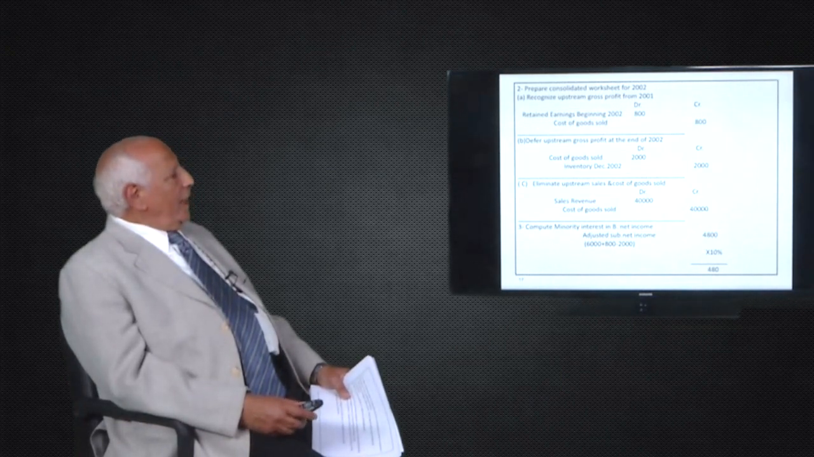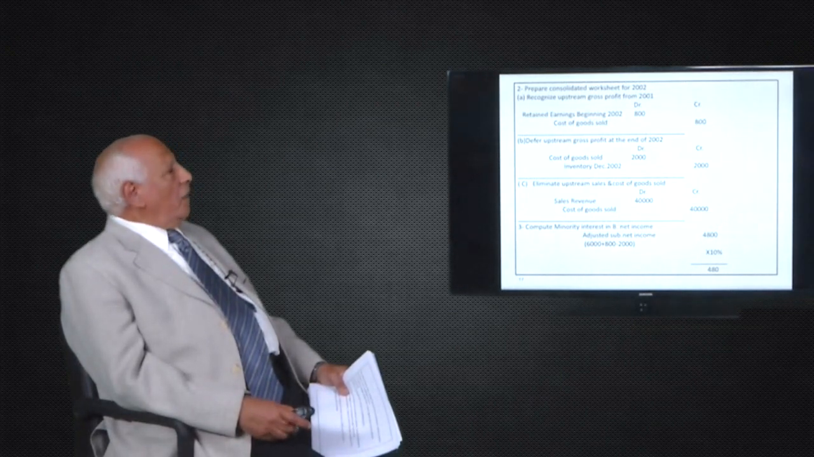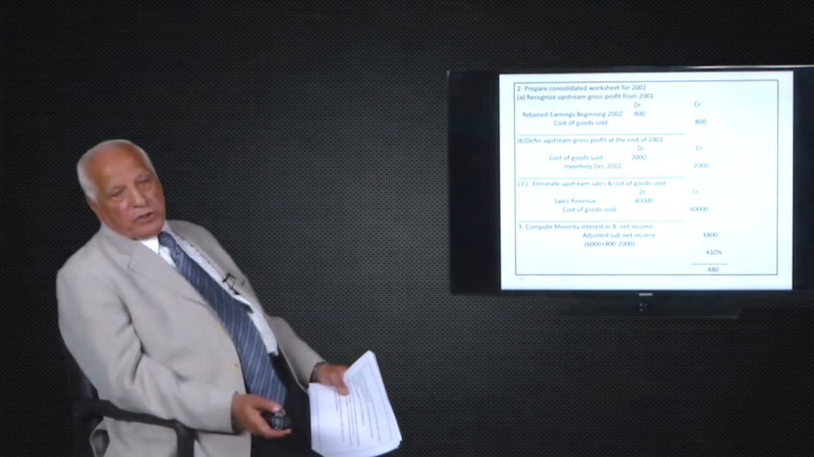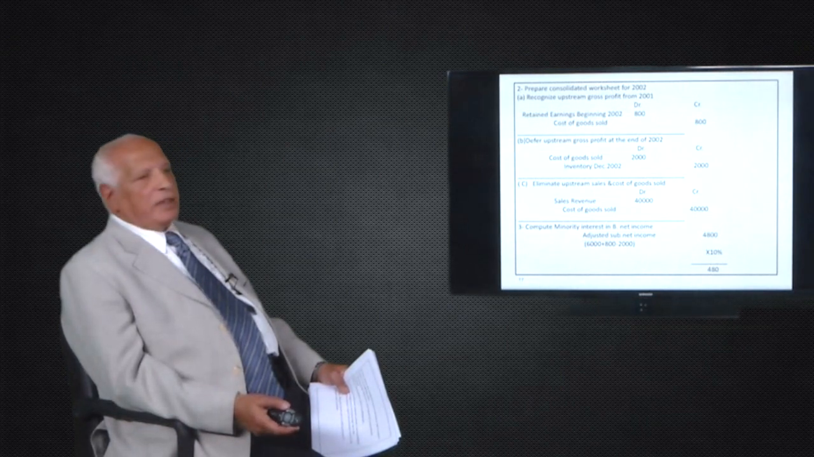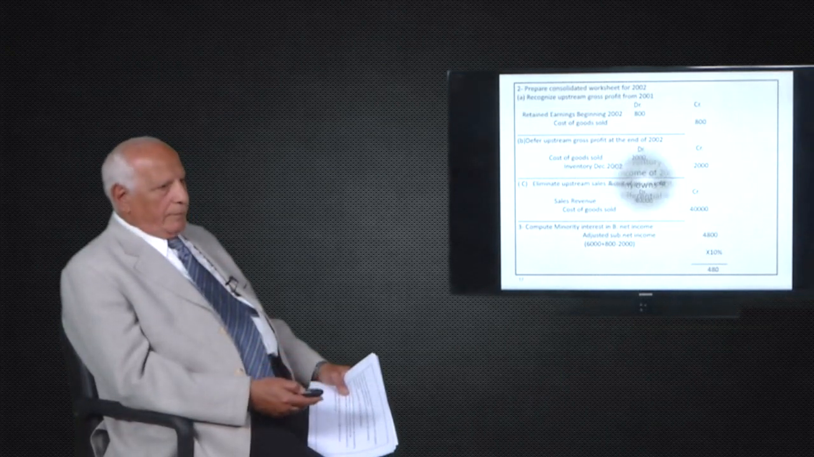Also, eliminate upstream sales and cost of goods sold. Debit sales revenues 40,000 and credit cost of goods sold. Always like this, debit sales revenues, credit cost of goods sold. How to compute minority interest? The same. You take the adjusted sub net income, which is 4,800, multiplied by 10%. That's what we have for this one. Let's continue.